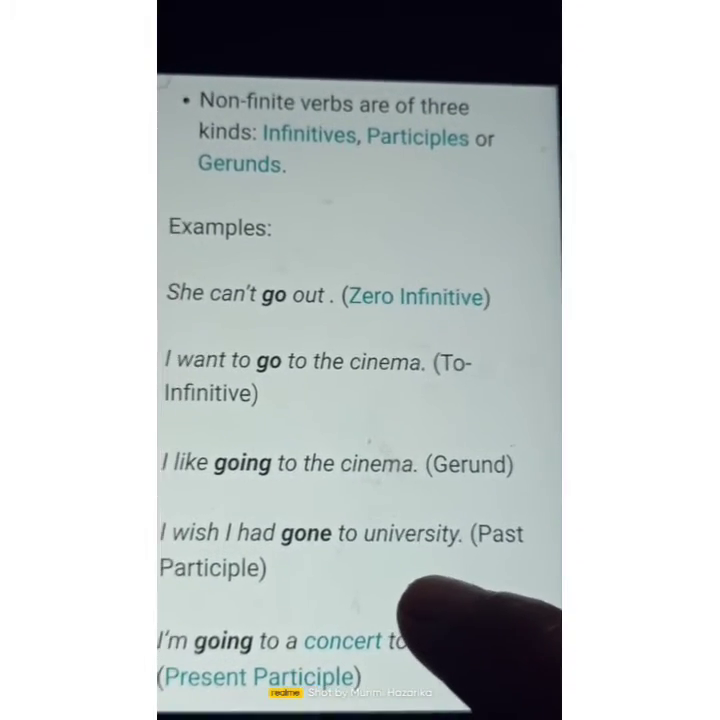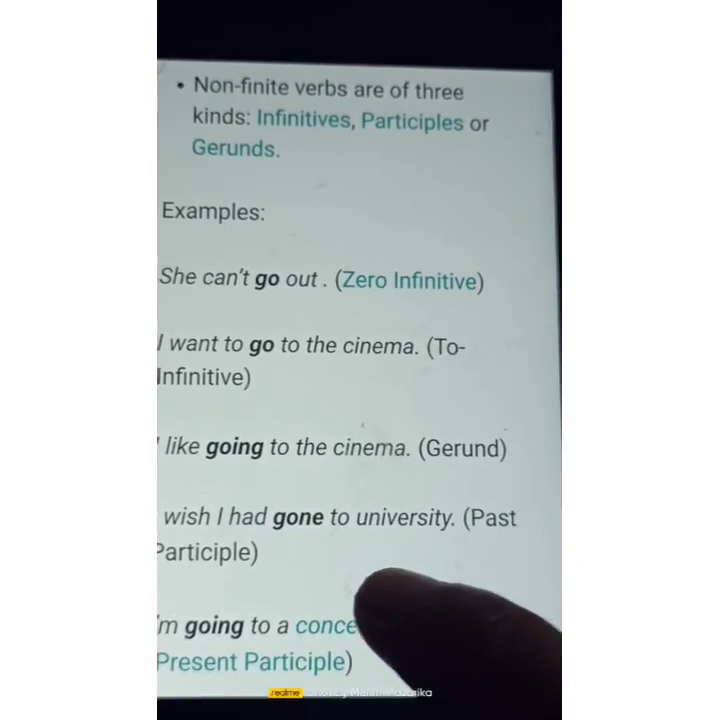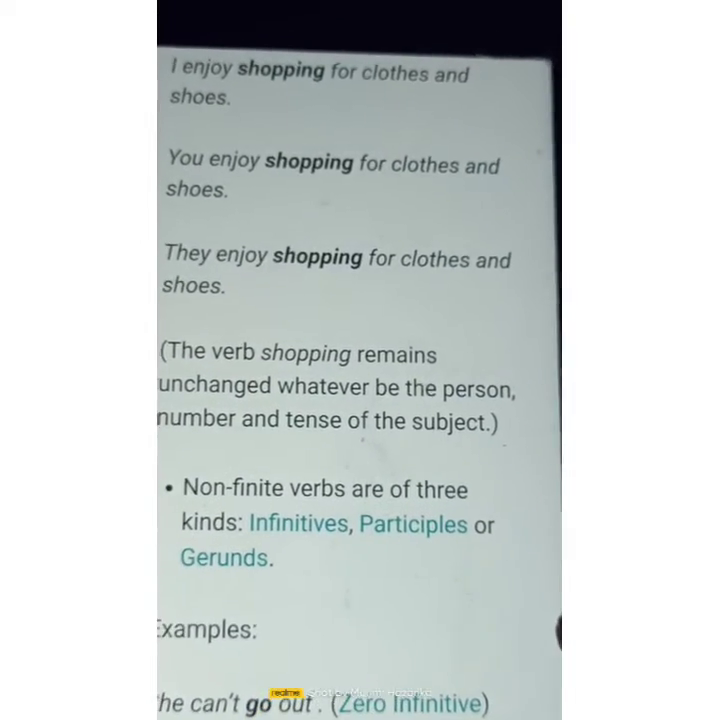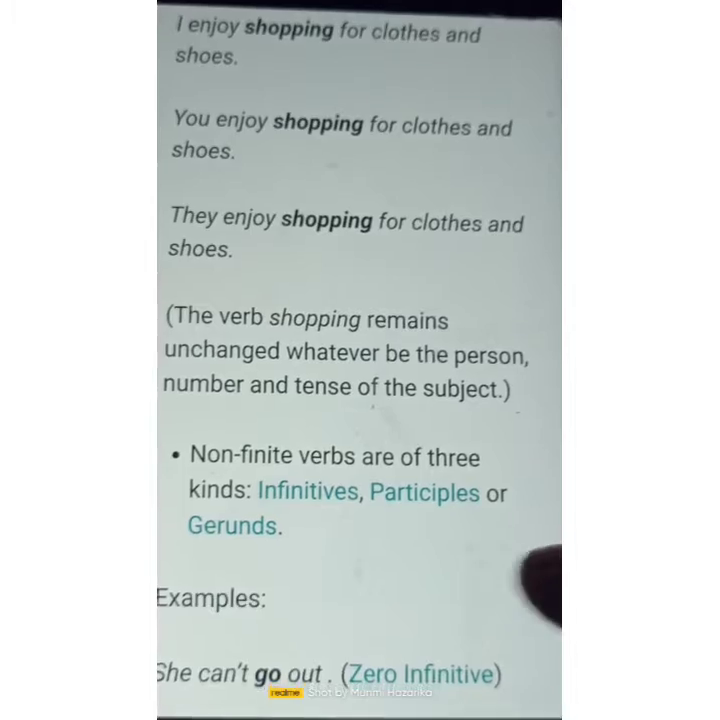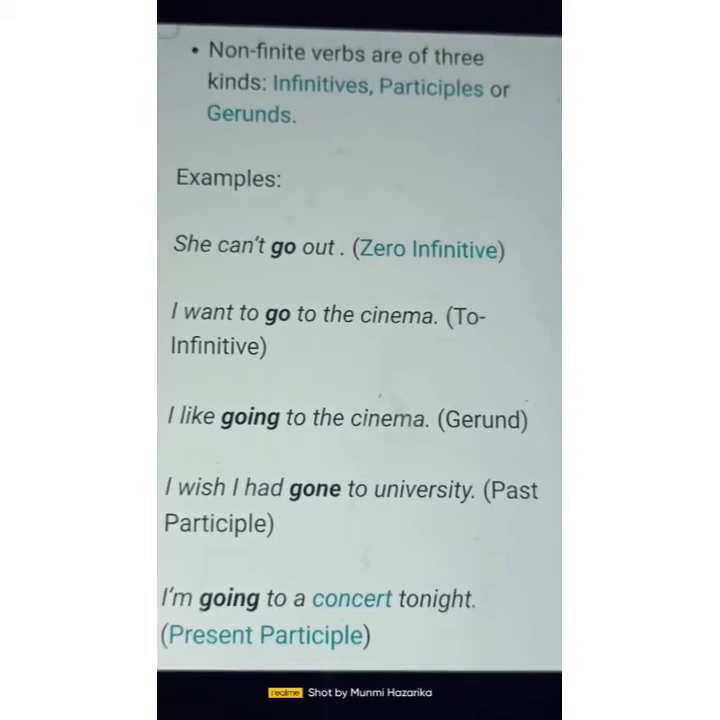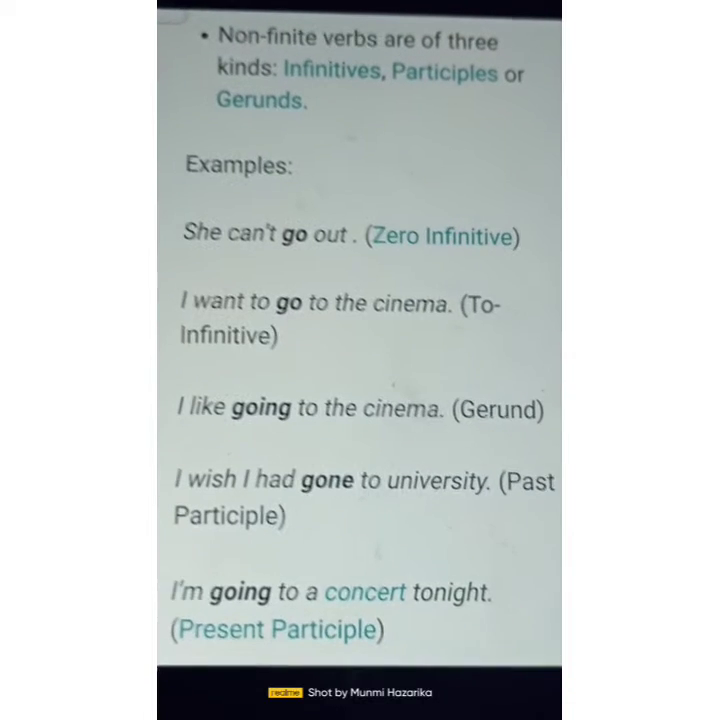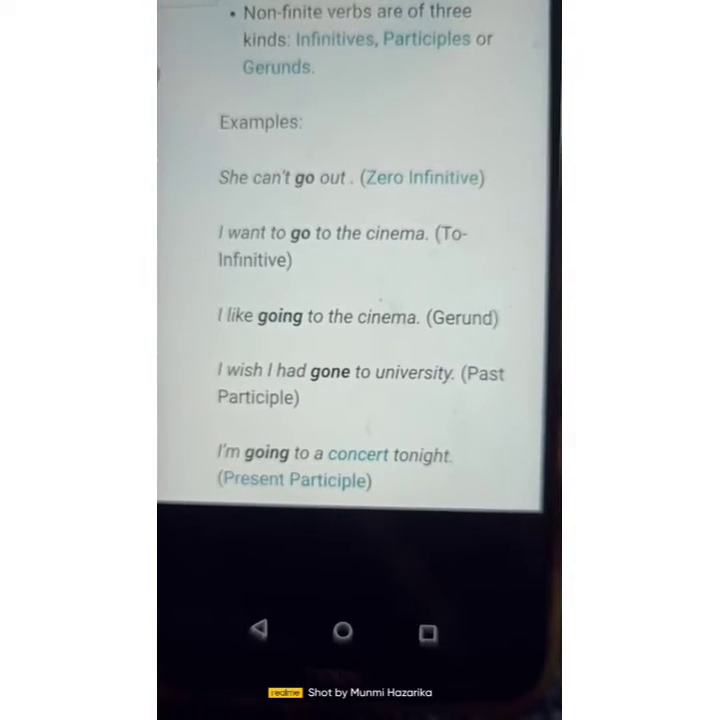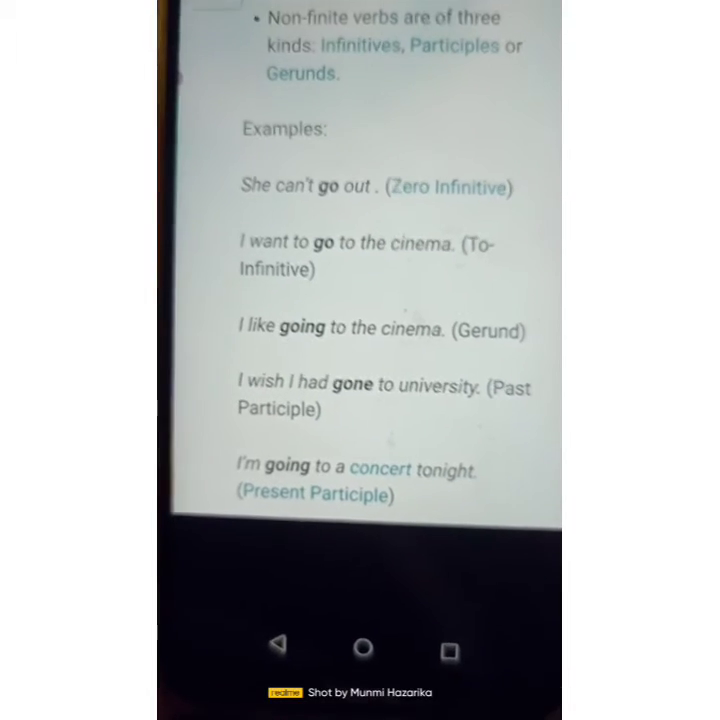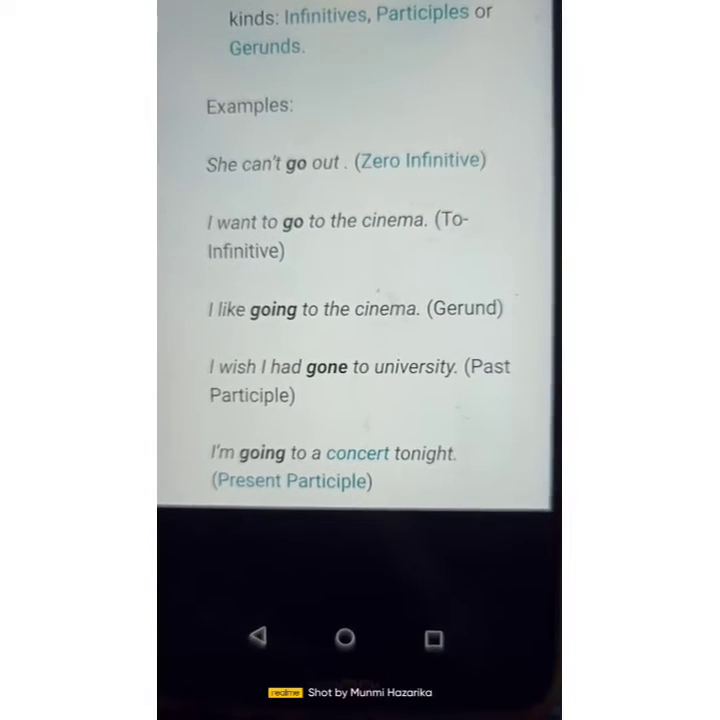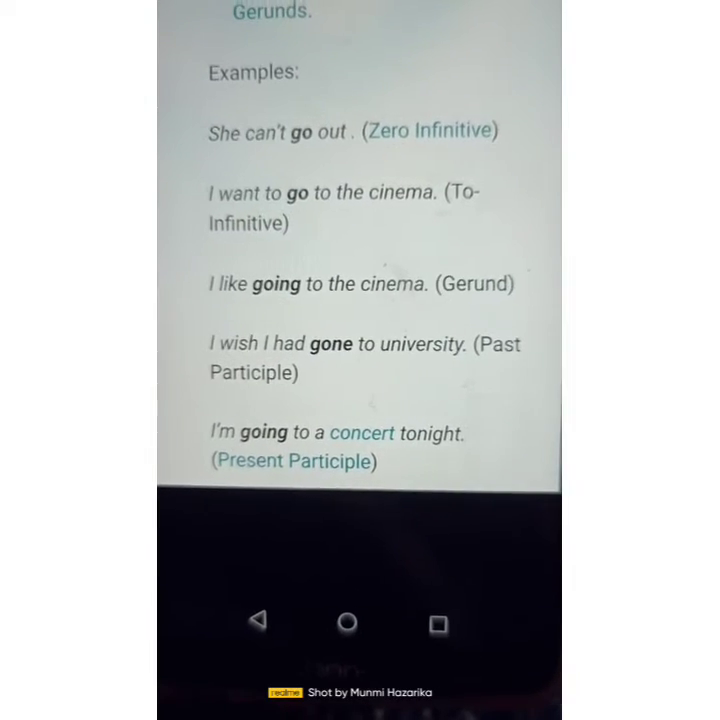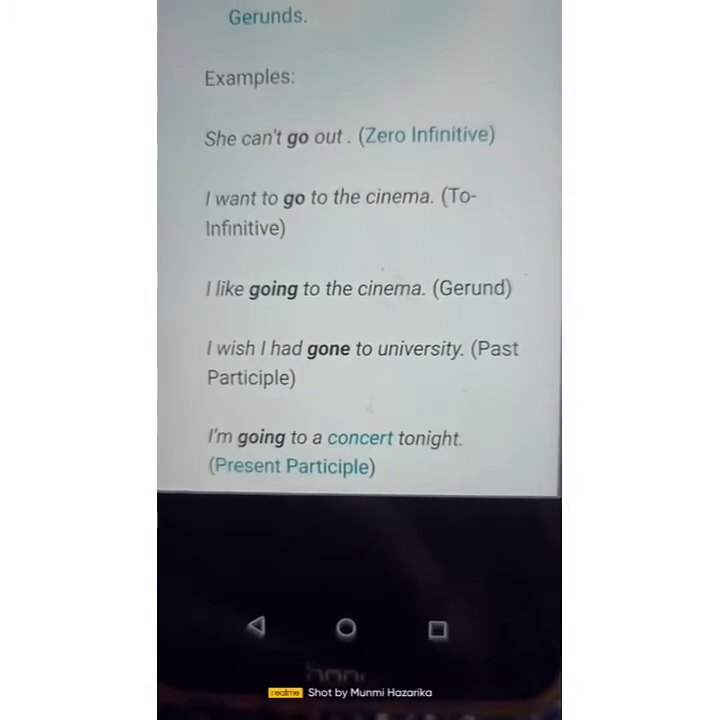Then we come to the non-finite verbs. Non-finite verbs are of three kinds: infinitives, participles and gerunds. For example, she cannot go out. It is an example of infinitive. I want to go to the cinema. It is also an example of infinitive.